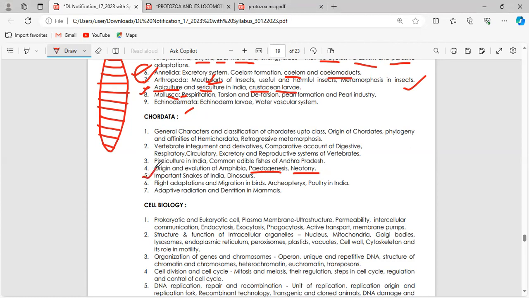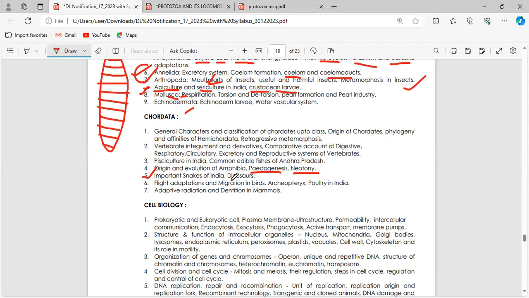Next, important snakes in the reptiles. You have to read the general characters and classification of reptiles, and you have to list out the important snakes of India. You have to read what poisonous snakes are, the list of poisonous snakes and the list of non-poisonous snakes. After reading that list, you have to read the differences between poisonous and non-poisonous snakes, how we can identify whether a snake is poisonous or non-poisonous by seeing its outer structure. We have to read those differences.